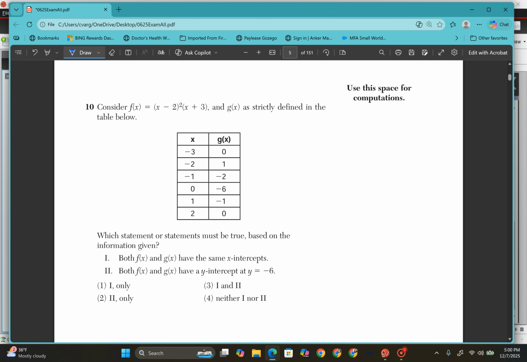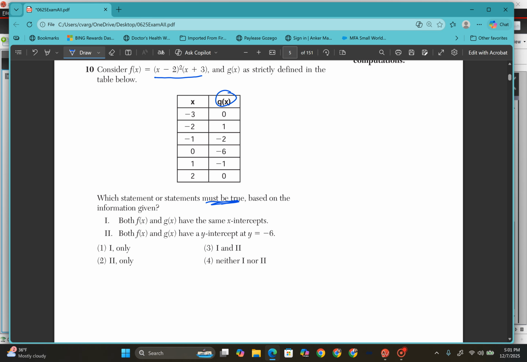So we have an f of x and we have a g of x, okay? This is a table, right? Here we have a table and here we have a function, okay? So it says which statement or statements must be true, right? Based on the information given. Both f of x and g of x have the same x-intercepts, okay?